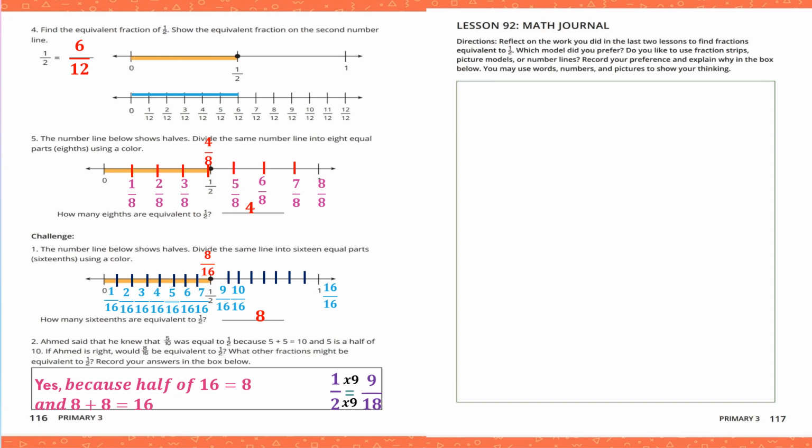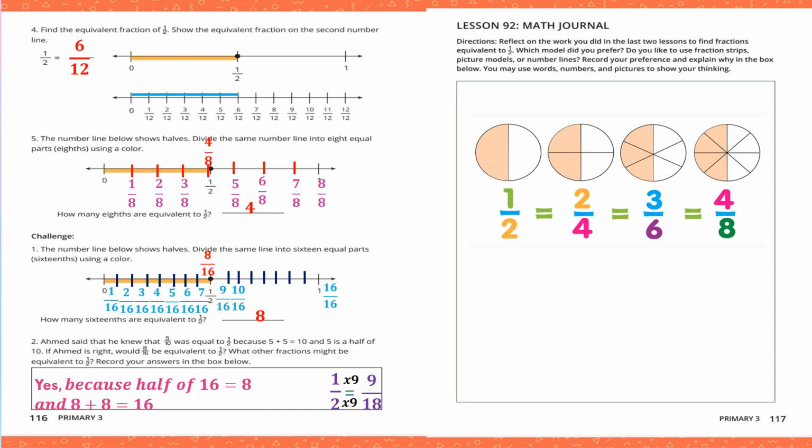The next page, Math Journal. Reflect on the work you did in the last 2 lessons to find the fractions equivalent to 1/2. Which model did you prefer? Do you like to use fraction strips, picture models, or number lines? Record your preference and explain why in the box below. I prefer picture models because it's very easy. 1/2 is equivalent to 2 over 4, 3 over 6, 4 over 8.